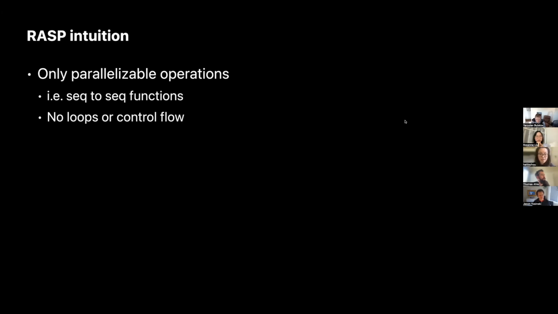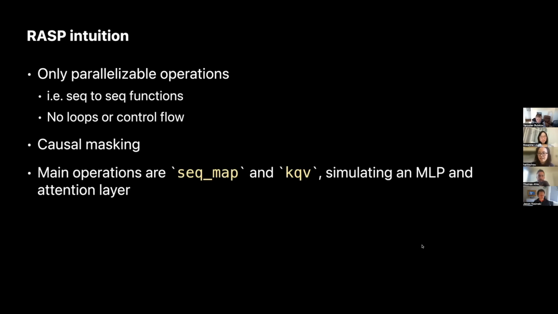So any operation you write should be a seq-to-seq function. So the input and output dimension of the operation should be the same. You can't have arbitrary loops or control flow. And we're considering the causal version of this. So any operation can only depend on tokens that came before it, and this applies to intermediate calculations as well. And the main operations are the sequence map and the KQV, which we'll look at in more detail in a second, but this simulates an MLP and the attention layer.